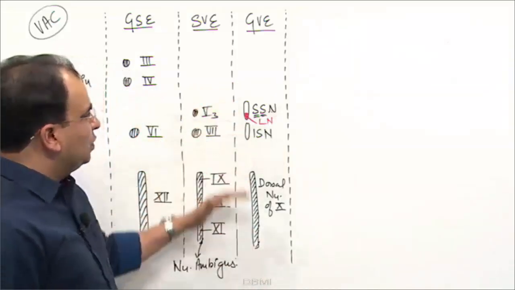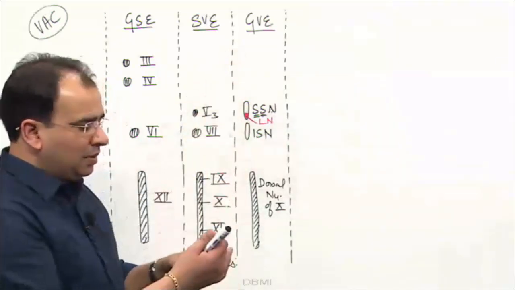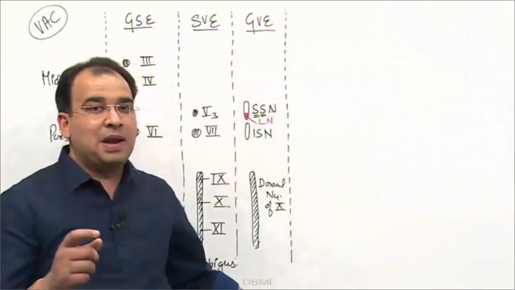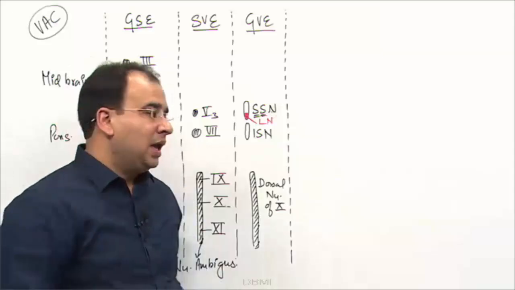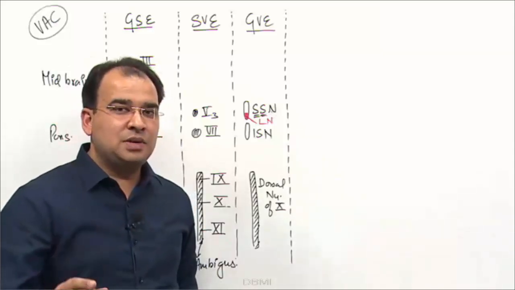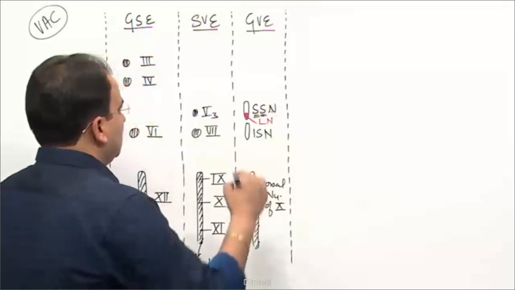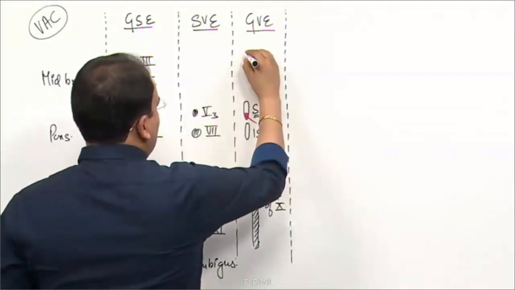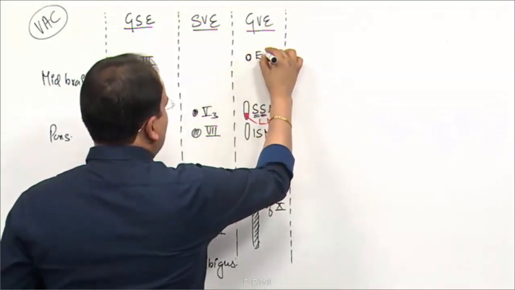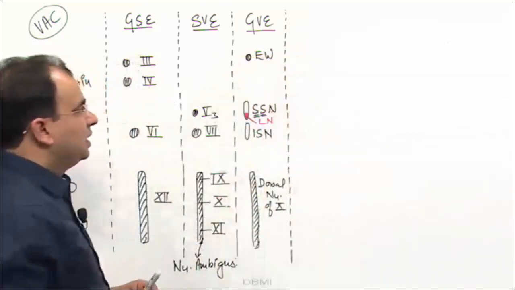Now there is one more thing which is missing from this column, guys. The GVE column also has a nucleus which will supply the smooth muscles in the eyeball, and the smooth muscles we are talking about are sphincter pupillae and ciliaris. So sphincter pupillae and ciliaris are supplied by this nucleus, which is called the Edinger-Westphal nucleus.